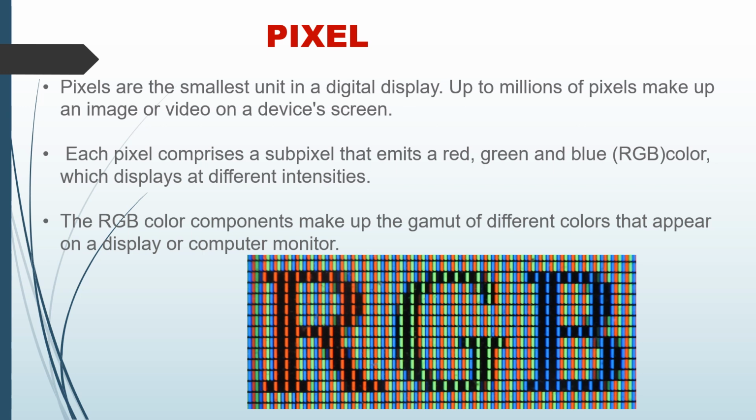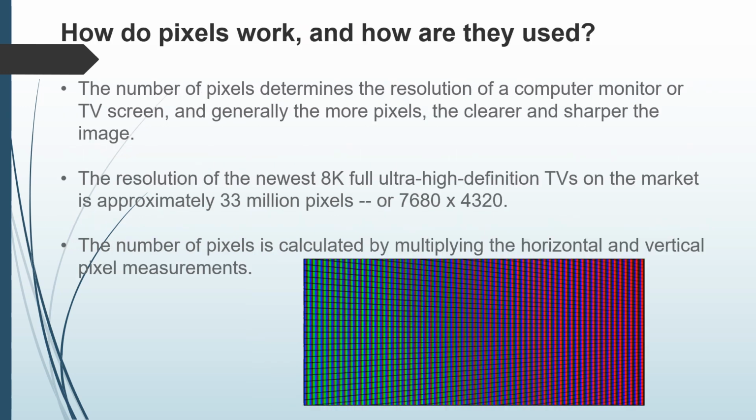Each pixel comprises a subpixel that emits a red, green, and blue color, which displays at different intensity. The RGB color components make up different colors that appear on a display or a computer monitor. When referencing the resolution of a display, numbers like 1920 into 1080 refer to the number of pixels. How do pixels work and how are they used?